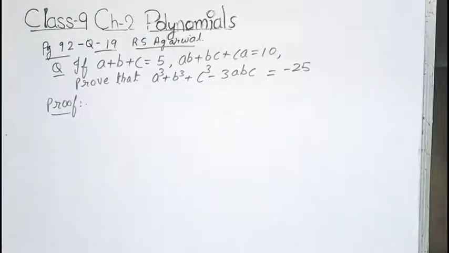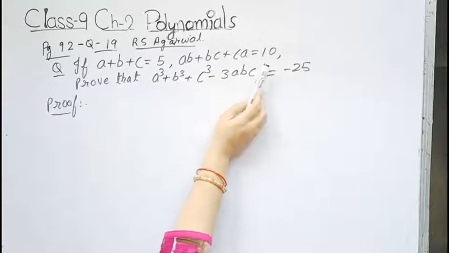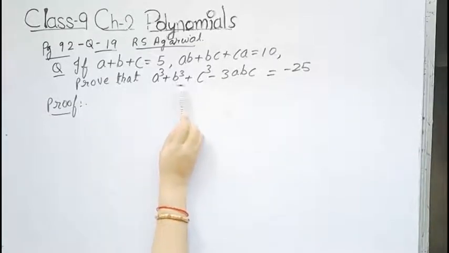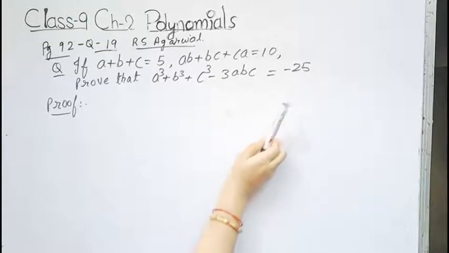The next question which I have taken is question number 19 of page 92, R.S. Agarwal. The question says that if a plus b plus c equals 5, ab plus bc plus ca equals 10, prove that a cube plus b cube plus c cube minus 3abc equals minus 25.